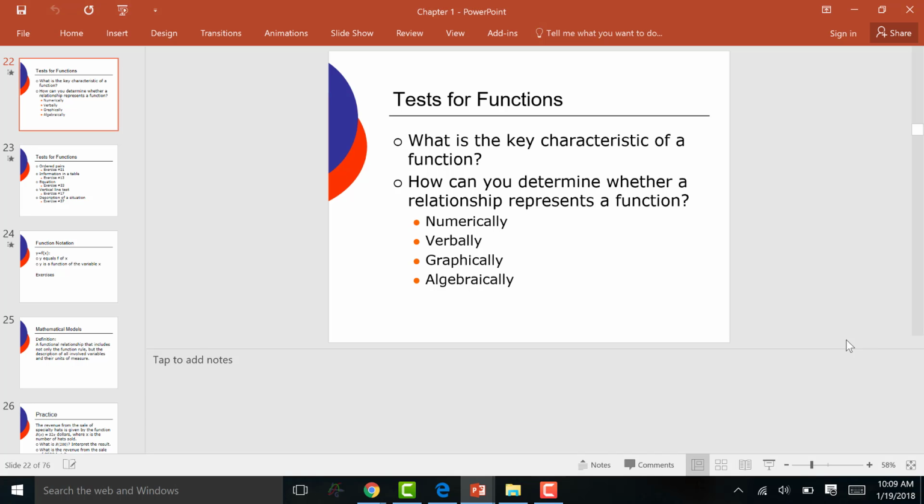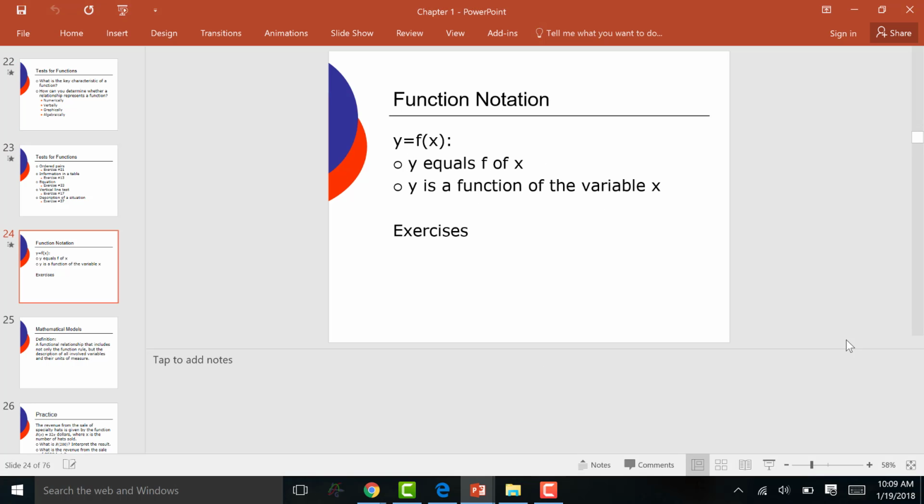Tell me whether or not we actually got to function notation. Did I talk to you guys about function notation? Not yet. Okay. All right, so here is the next topic, and then we'll finish this section. Section 1.1 we'll finish today.